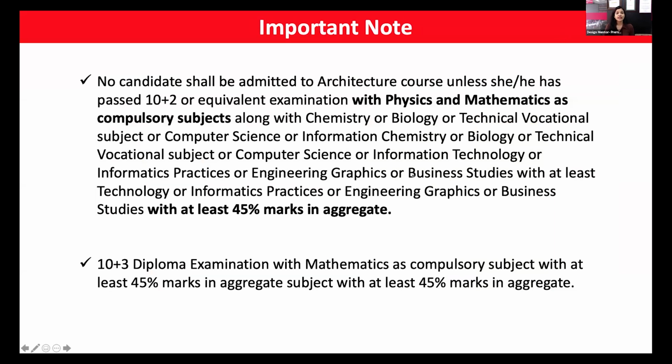Important note. Now, this is very important. No candidate shall be admitted to the architecture course unless she has passed 10+2 or an equivalent examination with physics and maths as compulsory subjects, along with one of chemistry, biology, technical vocational subject, computer science, IT, informatics practices, engineering graphics, or business studies, with at least 45% marks in aggregate. So apart from physics and mathematics, you can choose any one more subject to be eligible to give the NATA exam. Or a 10+3 diploma examination with mathematics as a compulsory subject with at least 45% marks in aggregate.